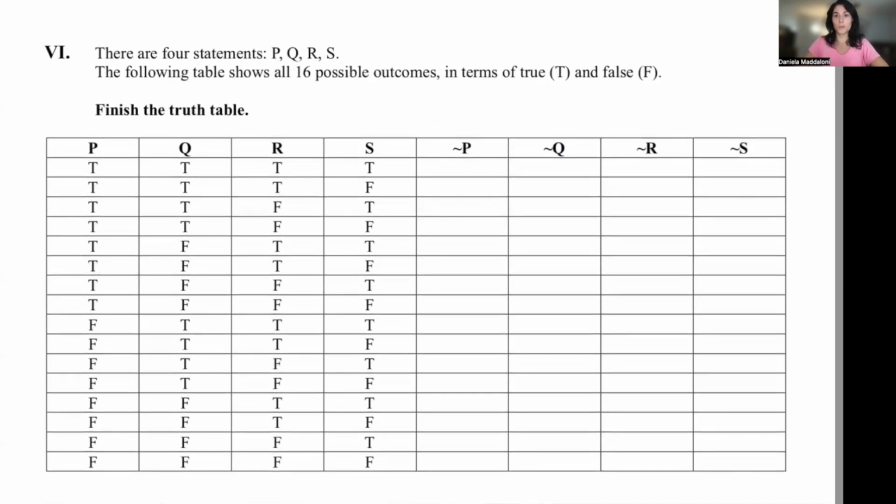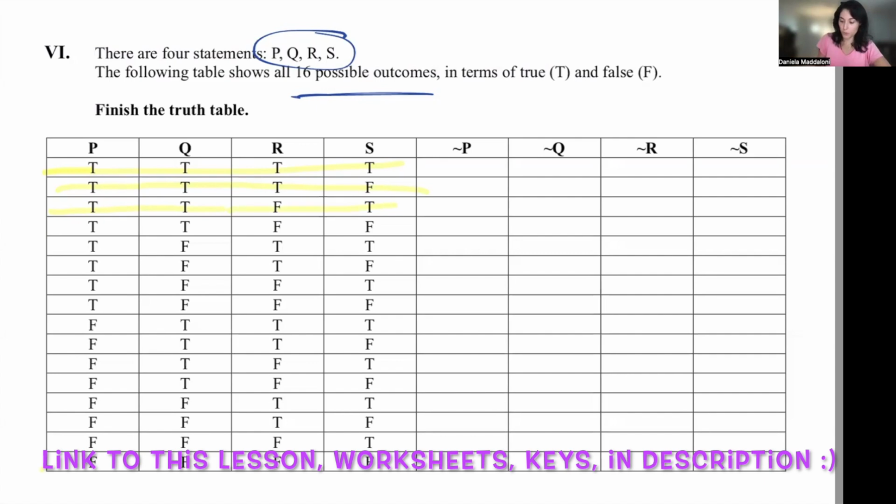I am not going to go through every single one of these, but let's say you have 4 variables, P, Q, R, S. There would have to be 16 different scenarios where you have true and false, right? For example, the first row, they all could be true. Maybe the second option is P, Q, R true but S false. Row number 3 is P and Q true, but R false and S true. You could go on and on until we get to a scenario where all of them are false.